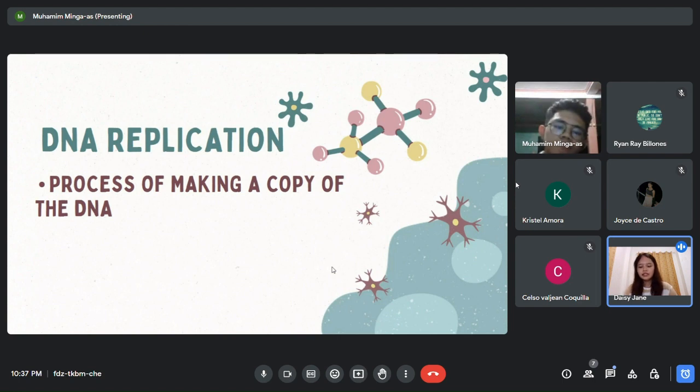And the purpose of DNA replication is to produce two identical copies of a DNA molecule. This is essential for cell division during growth or repair of damaged tissues. DNA replication ensures that each cell receives its own copy of the DNA. And there are enzymes that are involved in DNA replication.